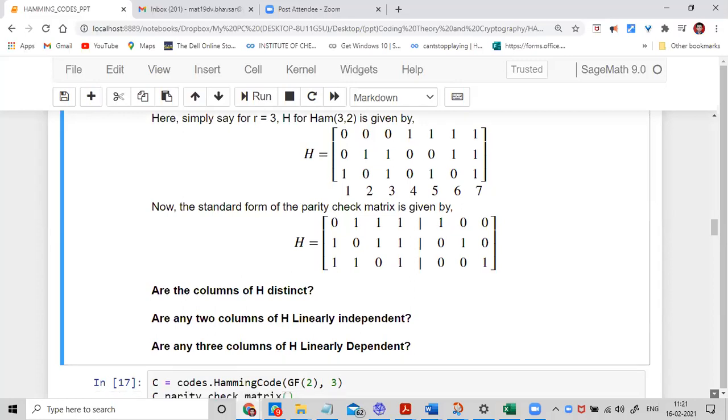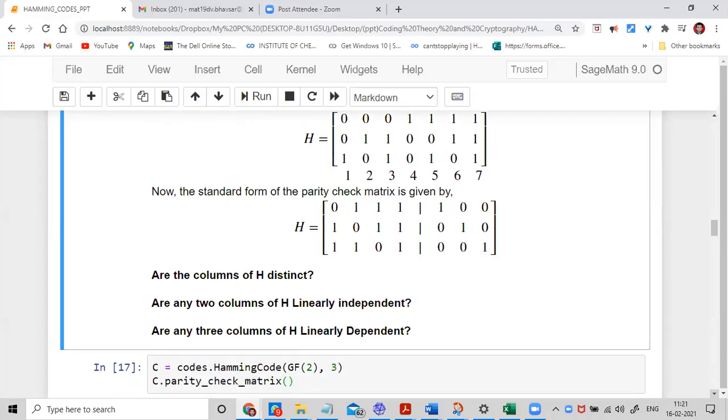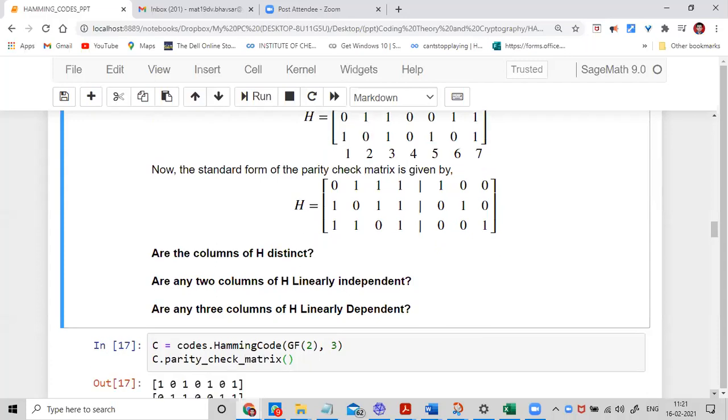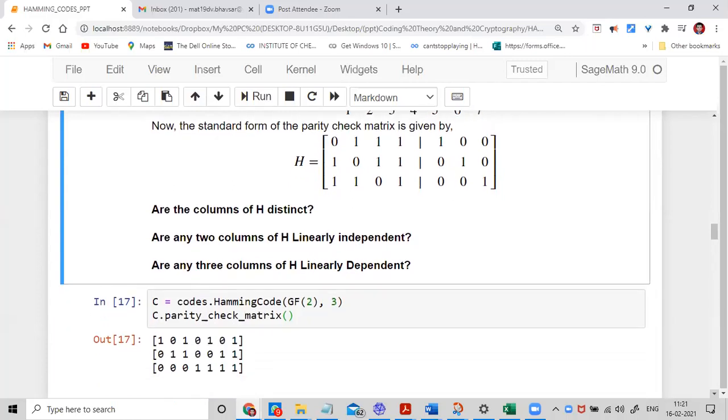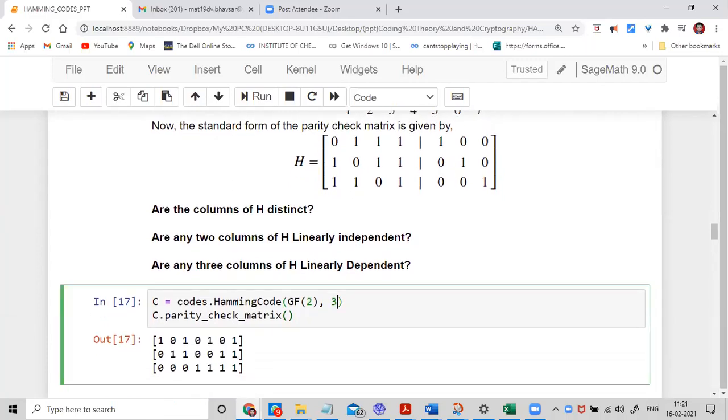Yes, sir. Okay. Now, what are the next questions you have? What are the questions generally we can ask now? Is it a linear code? Anyhow, it is a linear code. What is the K value and all? Am I correct? Yes. What is K here?